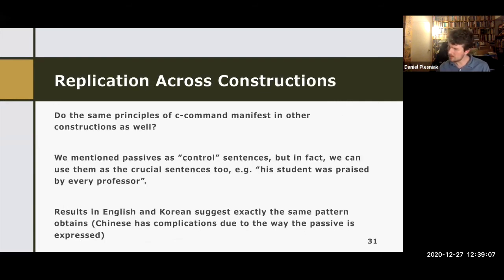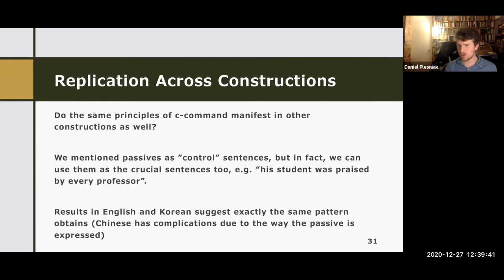Turning finally, I think we have time to talk about looking at other constructions. So I mentioned that we looked at passives as control sentences. In fact, we can use them as crucial sentences too. For example, his student was praised by every professor. Again, his student is in the subject position. It's not going to be C-commanded by every professor, which is not the object, but it's in a by phrase somewhere. We predict that, assuming no other factor intervenes, everyone should reject this sentence.